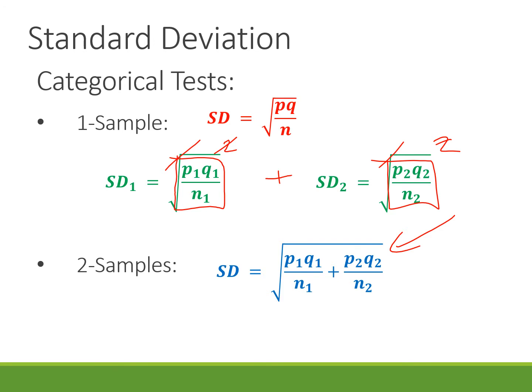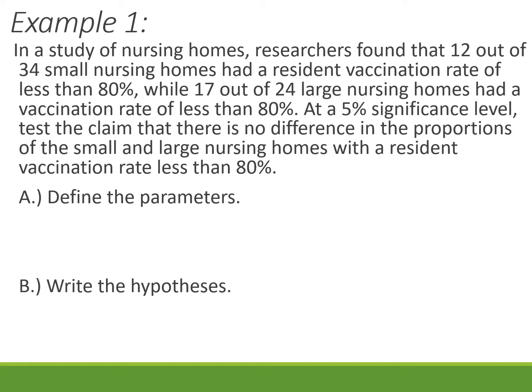combining our standard deviations. So in example 1, we're going to do a hypothesis test on nursing homes and what percent of them have resident vaccinations less than 80%. So we have 2 samples. One of those samples is of small nursing homes, and 12 out of 34 of them had resident vaccinations less than 80%.